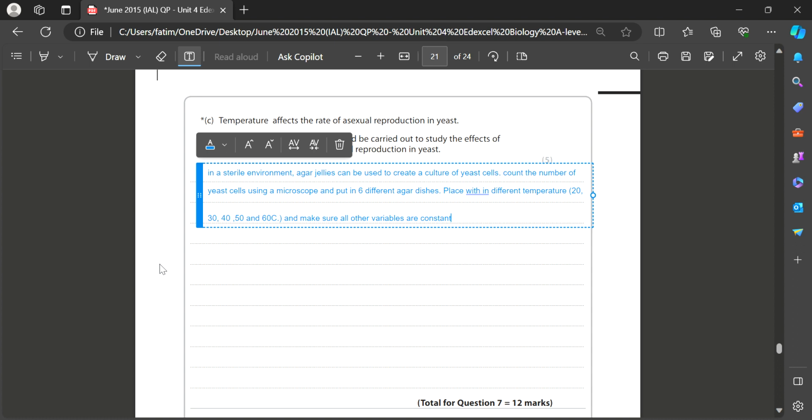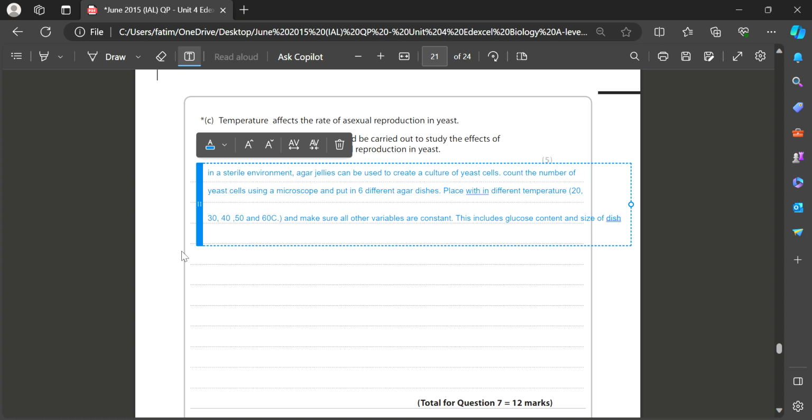So I'm going to start off with this: it includes glucose content, because obviously we want them to respire, so there has to be some food that you need to put in it. If you've done the experiment, you will know this includes glucose content, not constant. This includes glucose content and size of dish, because obviously you need to make sure that there's the same space for it.